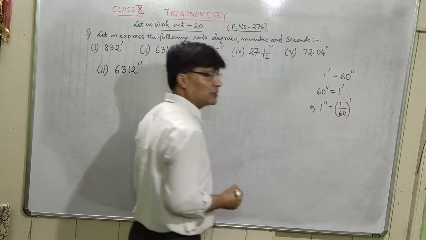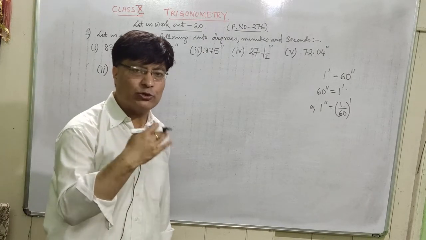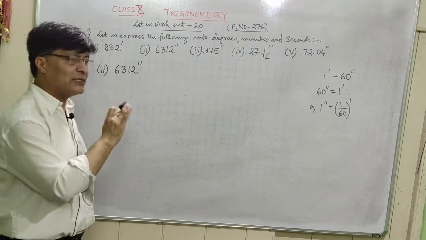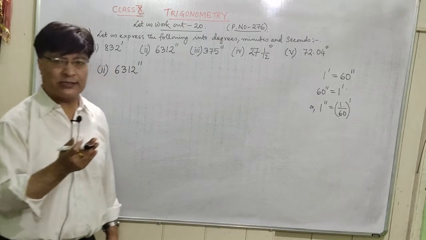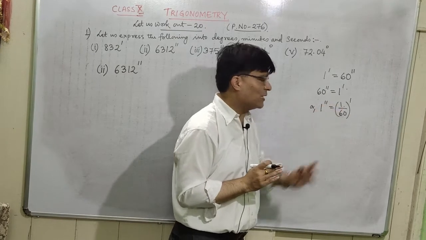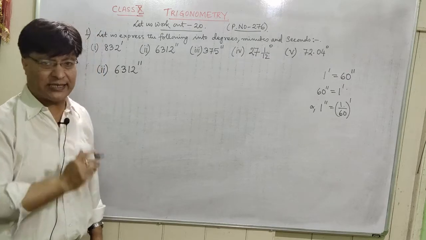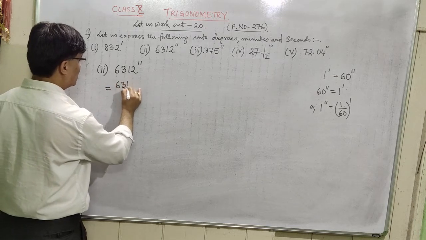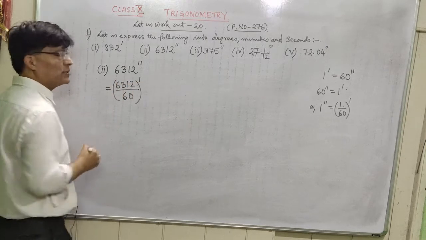That is your minutes. So, whenever you have to convert seconds into minutes, you have to divide those seconds by 60. Okay? So let us divide 6312 by 60. Now it will be minutes.